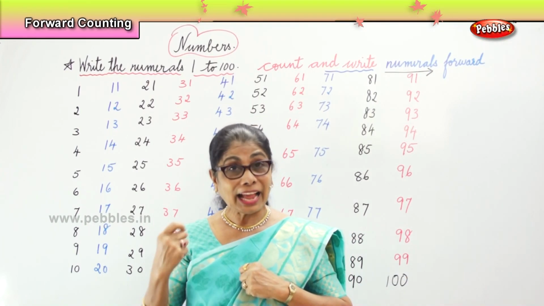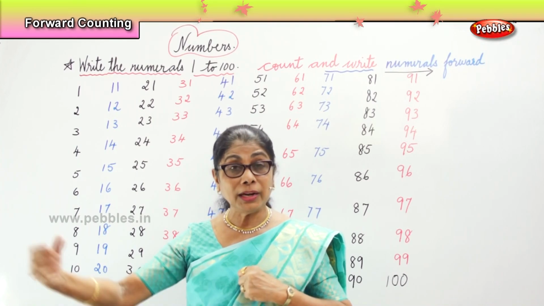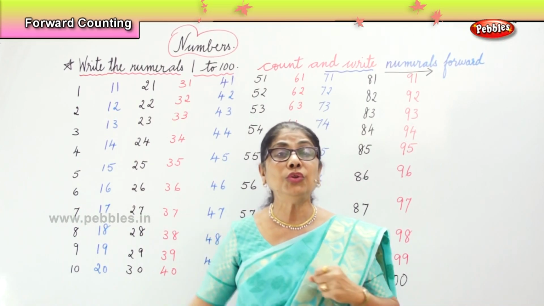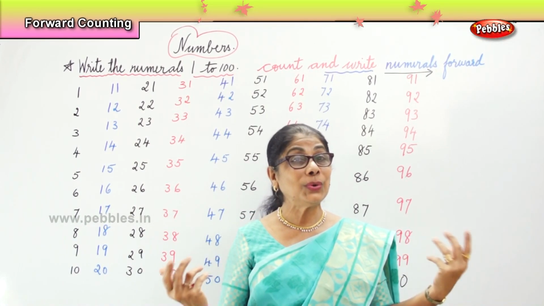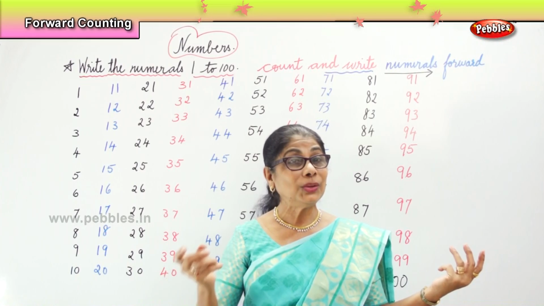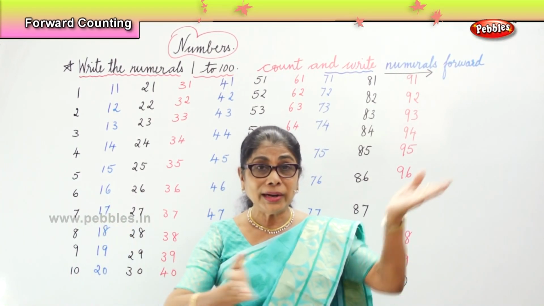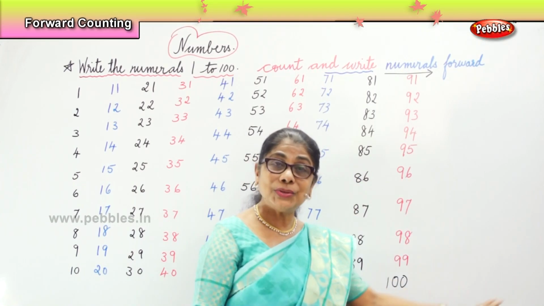We did counting forward 1 to 100. As we counted, we wrote the numerals. So it's so correct, so perfect. You learn to count and write forward numbers 1 to 100.